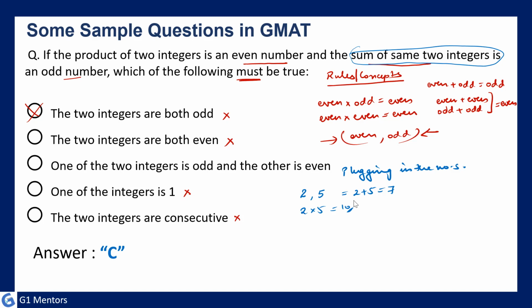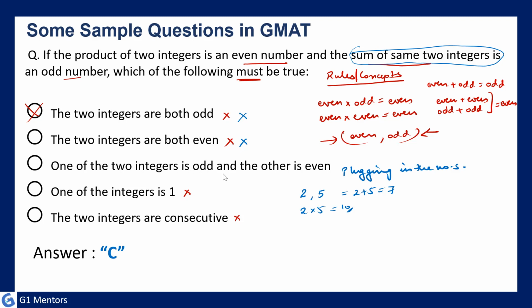Now let's see the answer choices, assuming that the two numbers are 2 and 5. The two integers are both odd. So we have a case in our assumption which nullifies this statement. So statement 1 is not correct. The two integers are both even. We have an example by plugging in where this statement is also nullified.